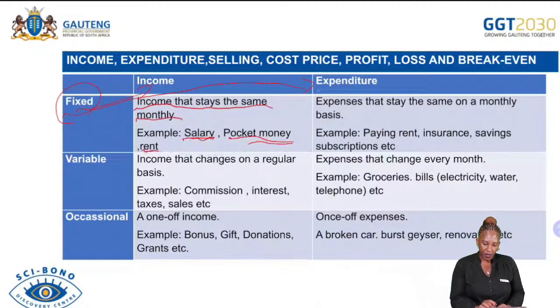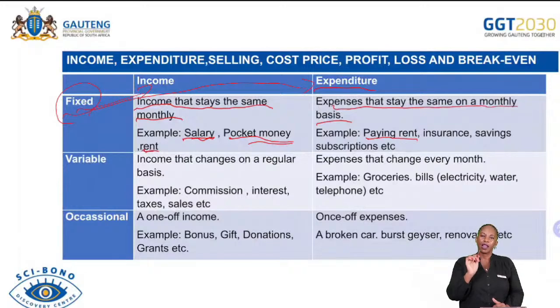And then the fixed expenses, these are the expenses that stay the same on a monthly basis. Those expenses, they don't change. For example, paying a rent. When you live somewhere, the landlord will charge you a certain amount, a rental amount. And that rental amount doesn't fluctuate. It's not like today you will be paying 30 rent, and then tomorrow she says, no, ma'am, month end the rent will go up to 50. No, it doesn't work that way.